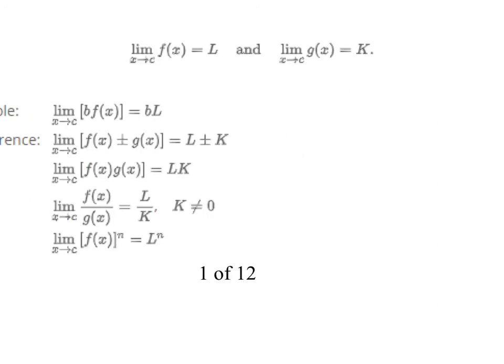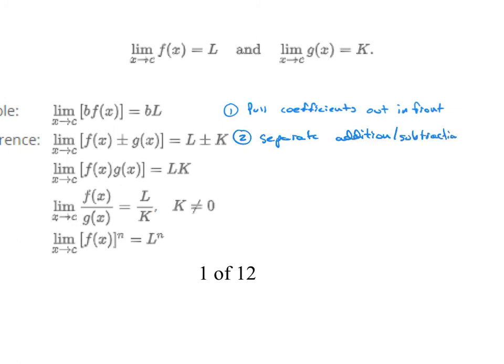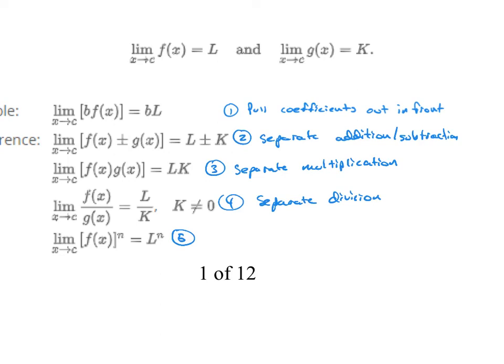So let me write down and summarize what we just said. The first one says pull coefficients out in front. Coefficients are scalar multiples. The second one says separate addition and subtraction. Do each part individually. The third one says separate multiplication. Just do each part individually. The fourth one says separate division. The fifth one, a little more complicated, says evaluate the limit of the inside first.